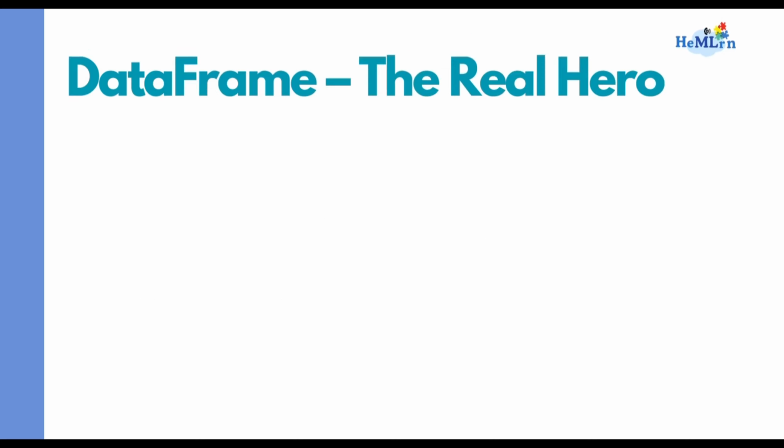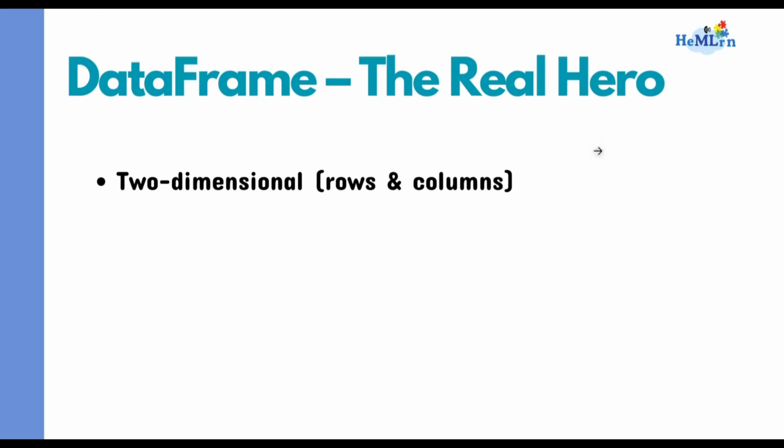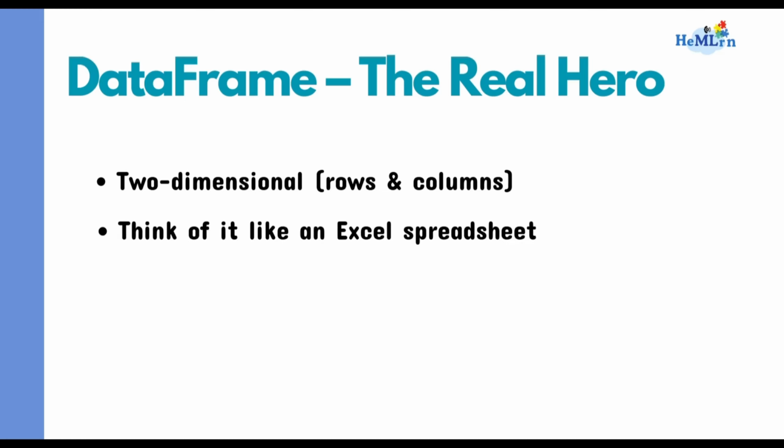So next we will see the DataFrame, the real hero. What is it that makes it the real hero? Think of two-dimensional data, like an array or matrix. A matrix contains rows and columns. Like that, the DataFrame acts as rows and columns. It has row and column values, like a matrix. So think of an Excel spreadsheet.